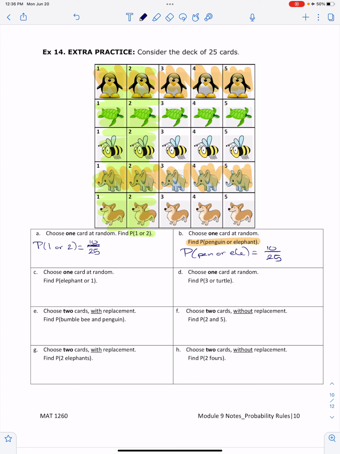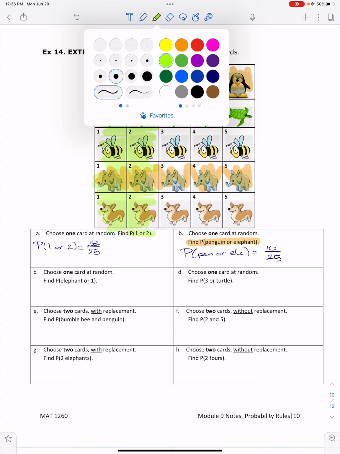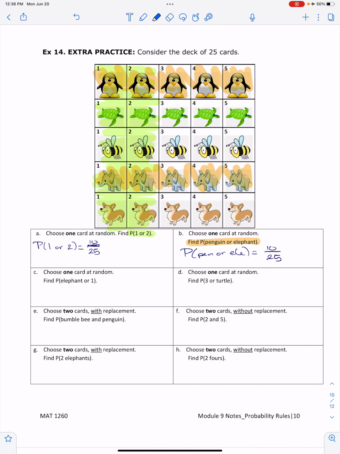C, I want to choose one card. I want the probability that it's an elephant or a 1. So let's change up colors here. Here are my elephants. There are 5 of those. Here are my 1s. There are 5 of those, but we do overlap on that 1 of elephants.